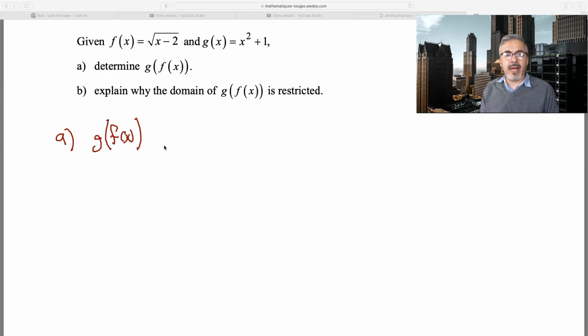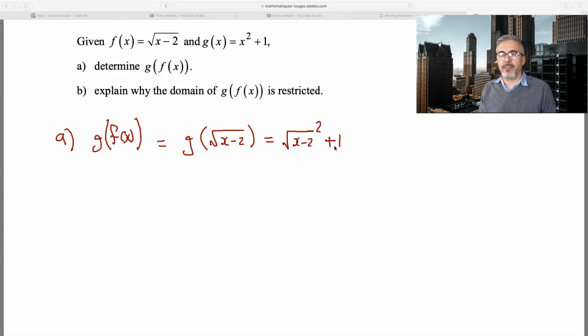So g of f of x is basically the same as g of root x minus 2, which is basically, instead of x now in the g of x, the x becomes root x minus 2. So therefore you take root x minus 2, and then you square it plus 1. And when you square a square root, just know that squaring a square root just cancels the square root. So you end up with x minus 2 plus 1, which gives you x minus 1.